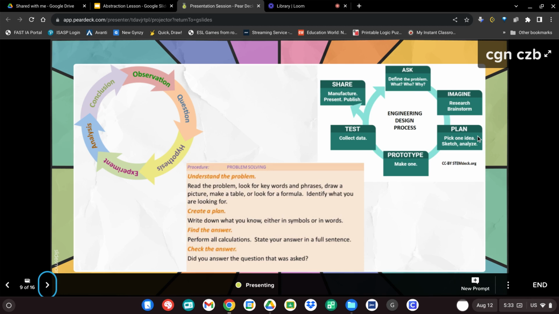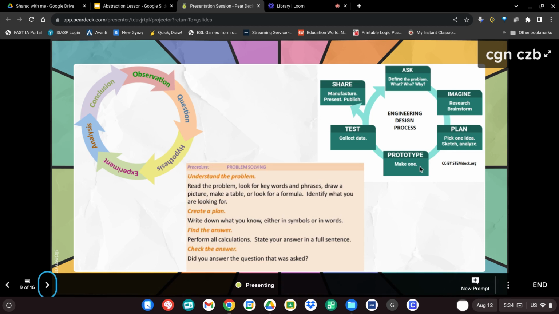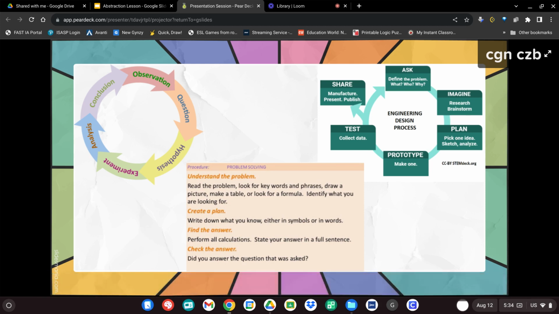So then after that, you're going to pick one idea. You're going to sketch it or analyze that idea and see if that would work to fix the problem. Then you're going to go and make a prototype. You're going to make one example of that sketch or analysis that you came up with in the plan stage. So then after that, you're going to test that prototype. You're going to see, does it work? And you're going to collect data.